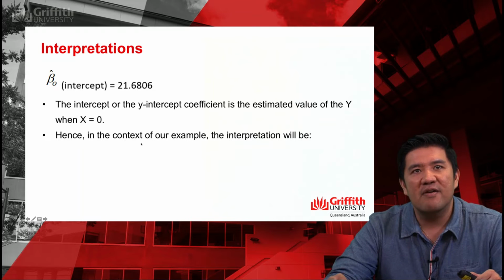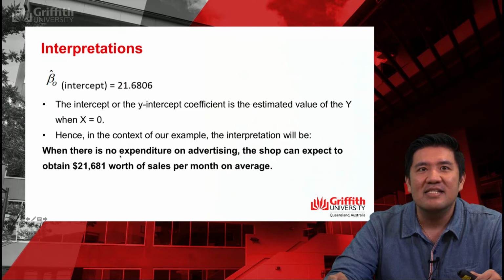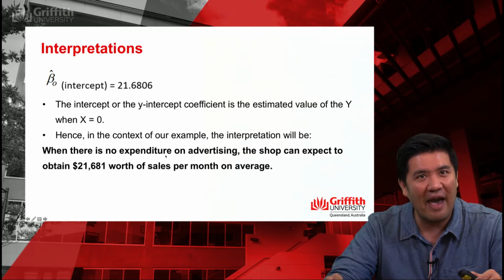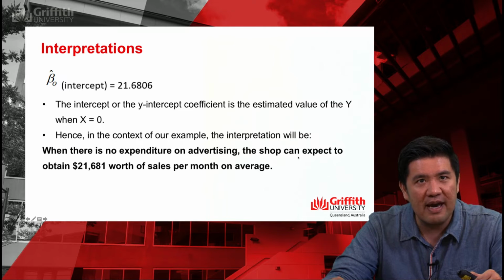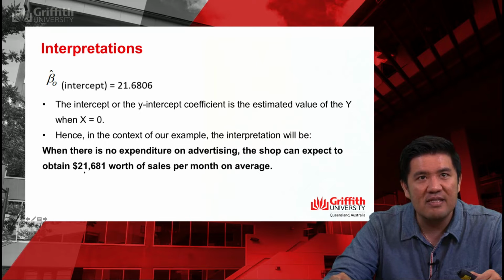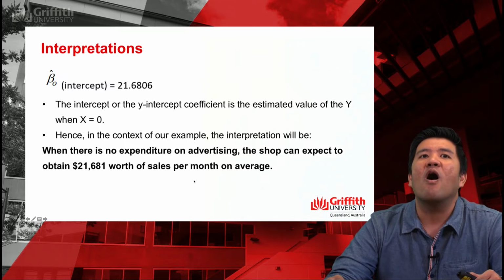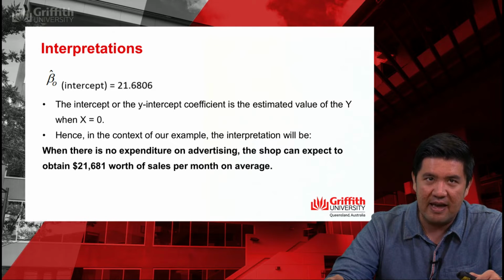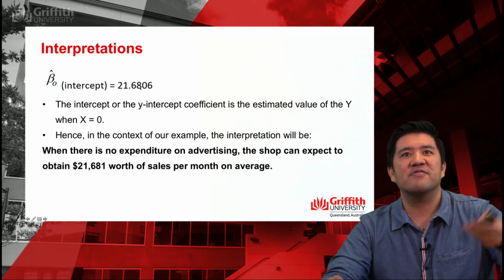So in the context of our example, sales and advertising, the interpretation will be as follows. When there is no expenditure on advertising, remember the x is advertising expenditure, the shop can expect to obtain $21,681 worth of sales per month on average. Okay. When x is 0, y hat is 21.6806, but we have to make it into thousands.